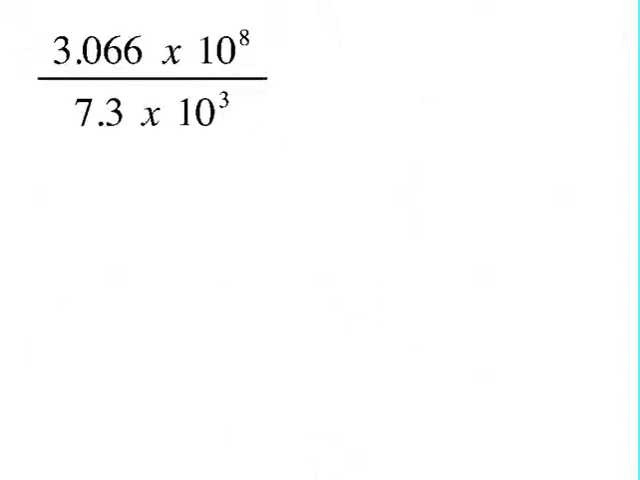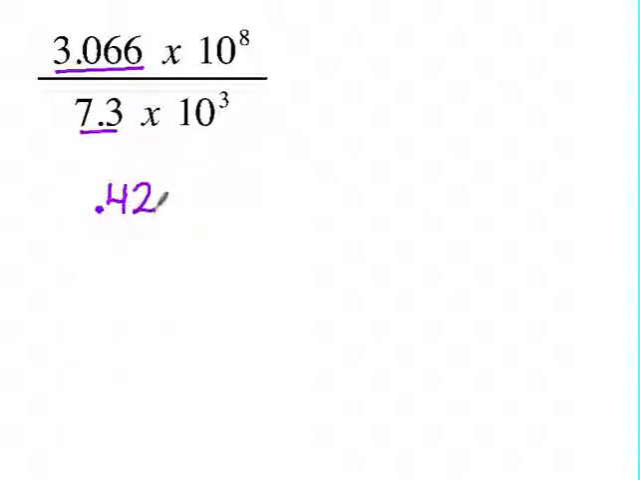Alright, so now we're going to look at division. 2 problems with division. And then we'll call it good for today. 3.066 times 10 to the 8th divided by 7.3 times 10 to the 3rd. We're going to do a lot of the same things, just now with division. So the first step you're going to do is take 3.066 and divide it by 7.3. And what do you get when you do that? 0.42.